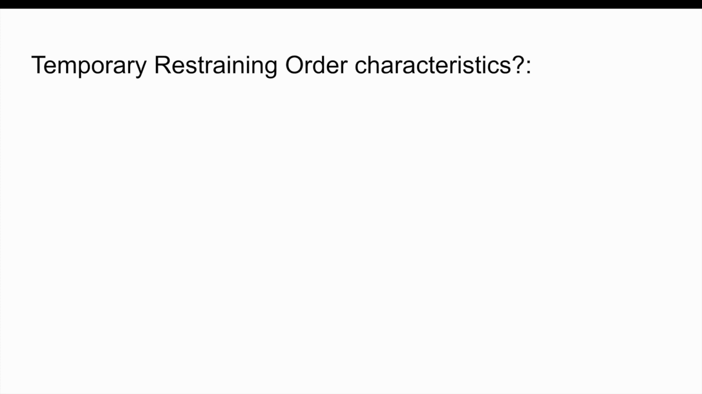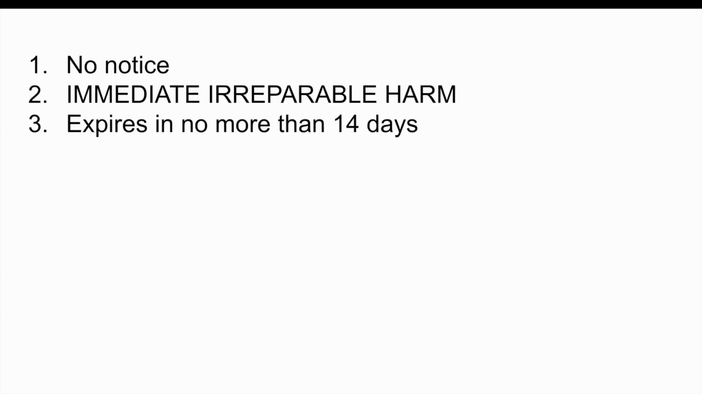What is the temporary restraining order? What are the temporary restraining order characteristics? ¿Cuáles son las características de la orden de restricción temporal? Number 1, no notice is required. Number 2, there must be an immediate irreparable harm. Number 3, expires in no more than 14 days.